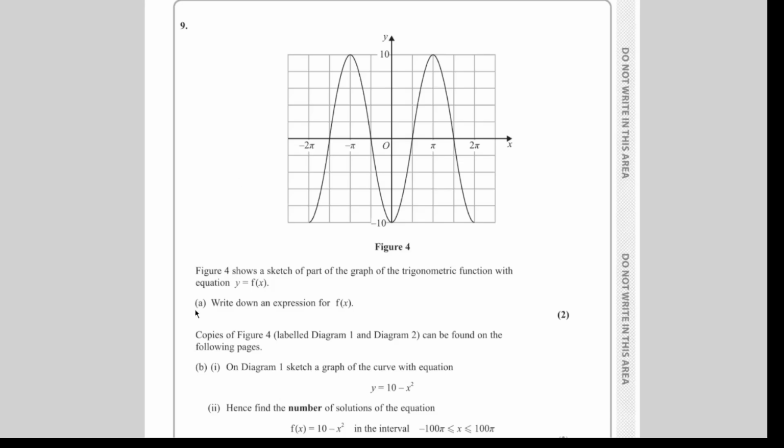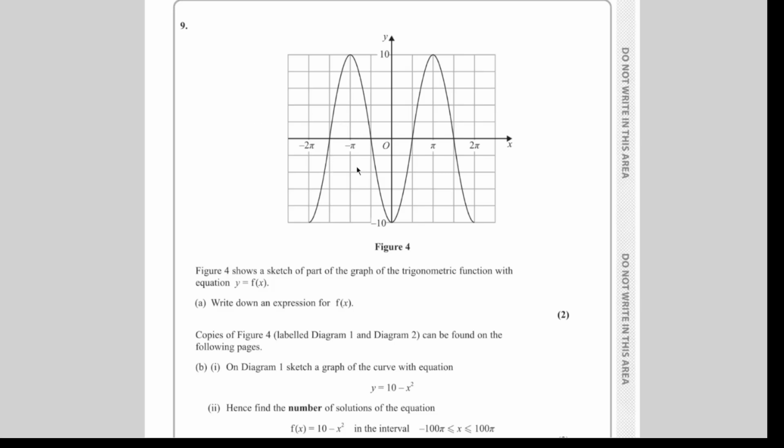Question 9. Figure 4 shows a sketch of part of the graph of the trigonometric function with equation y equals f of x. Write down an expression for f of x. So we know that this is a trigonometric function. This is a curve of trigonometric function. Then there are 3 trigonometric functions that we have to deal with in P1. These are y equals sin x, y equals cos x, y equals tan x. So this is obviously not y equals tan x. So we can exclude it. This is either y equals sin x or y equals cos x.